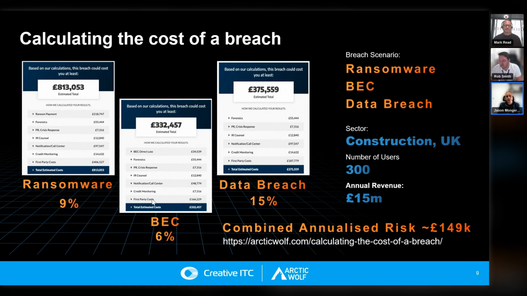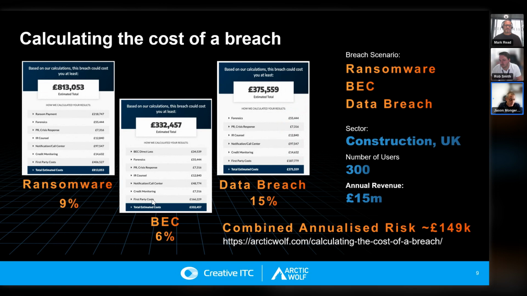And if you think of all these 3 together, what's the annualized risk that an organization could possibly face? If you take not the total cost, but the total cost times the percentage, the combined annualized risk of these three kinds of breaches comes out at £150,000.